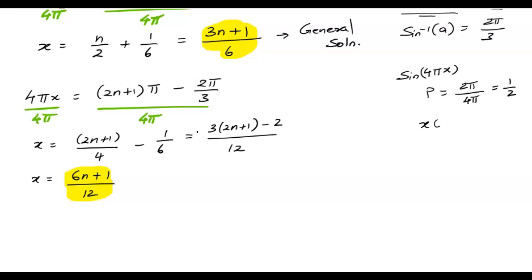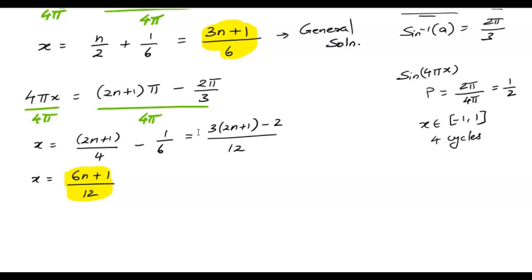So between the domain minus 1 to 1, right, we should be able to fit 4 cycles of this function, right? And we know that for a sine function, we're going to have 2 solutions for every cycle, which means for this particular question, we're going to be dealing with 8 solutions for the scenario.